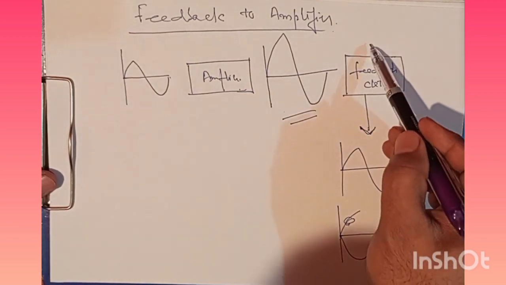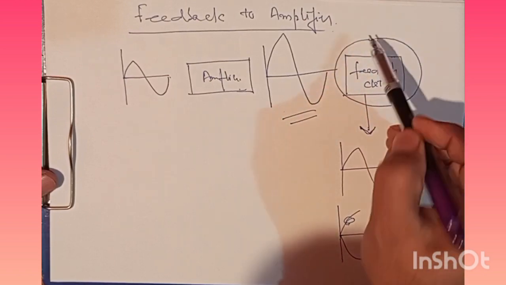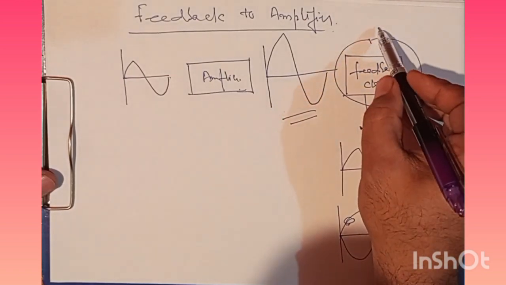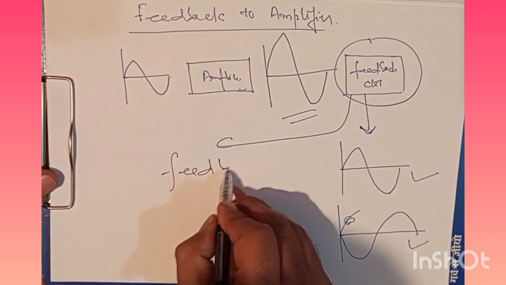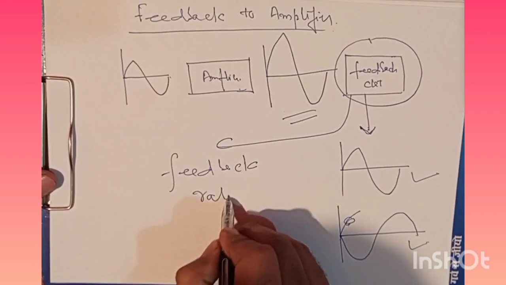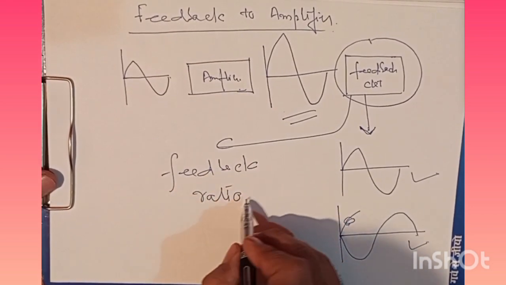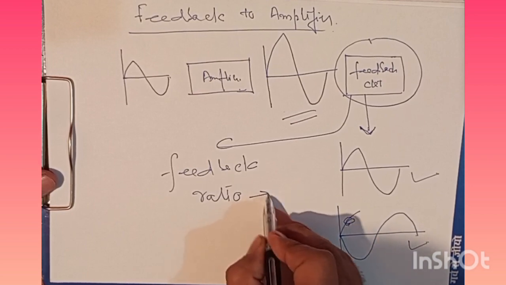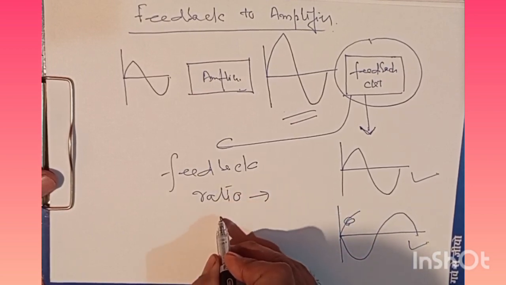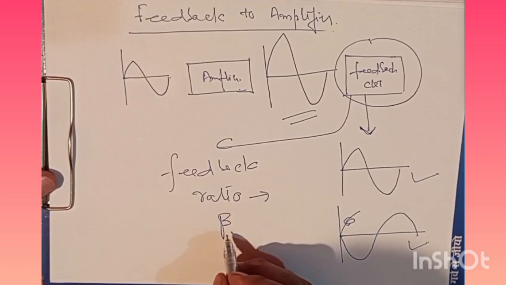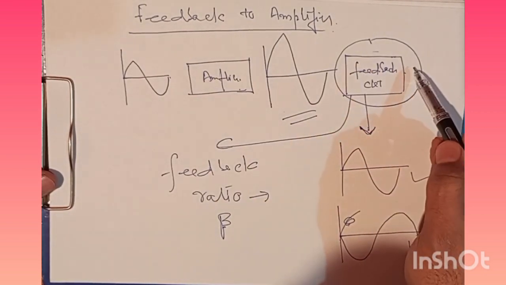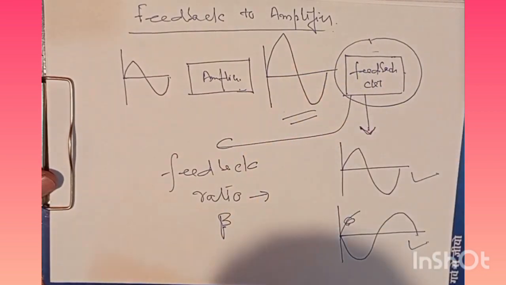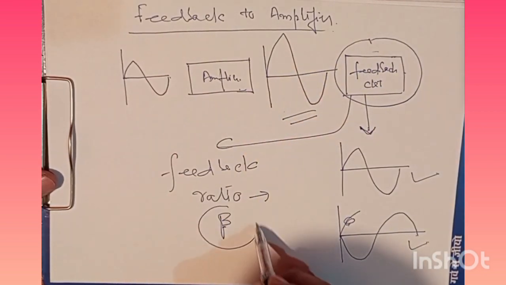Now, this feedback circuit has a symbol associated with it, what we call the feedback ratio. This feedback ratio can be represented by, for example, beta, and this beta has a relation with the output of the feedback circuit and the input of the feedback circuit. So this is my beta.